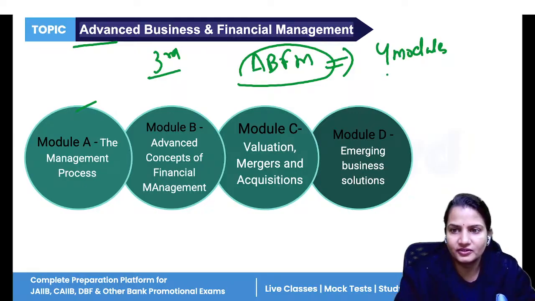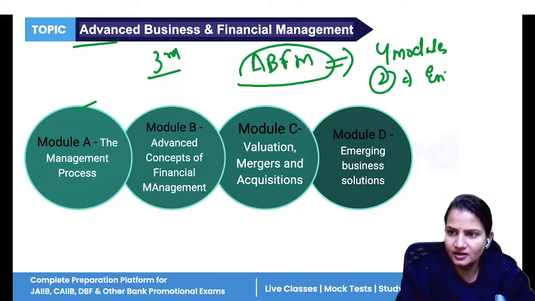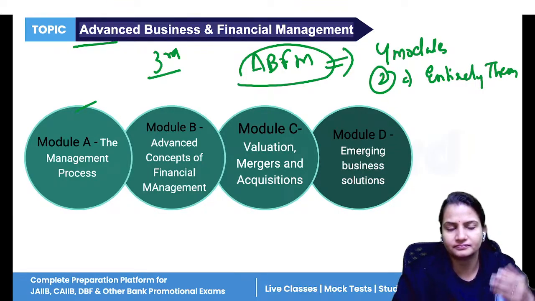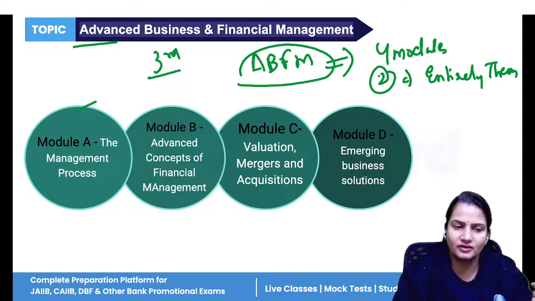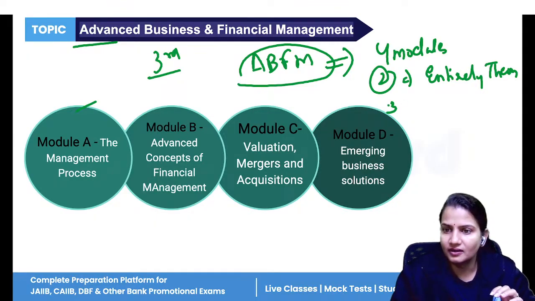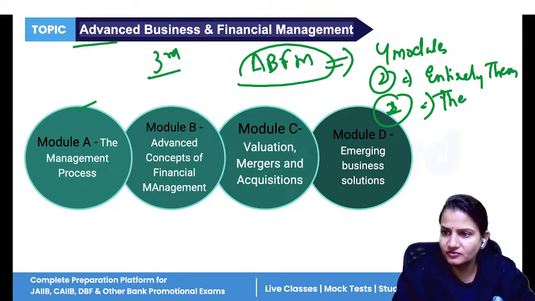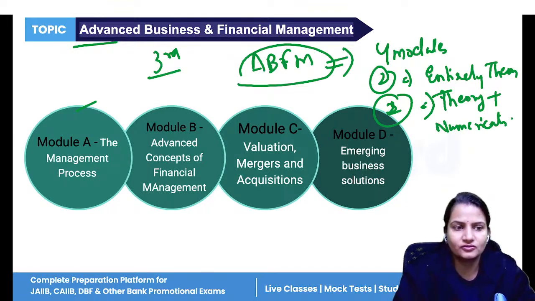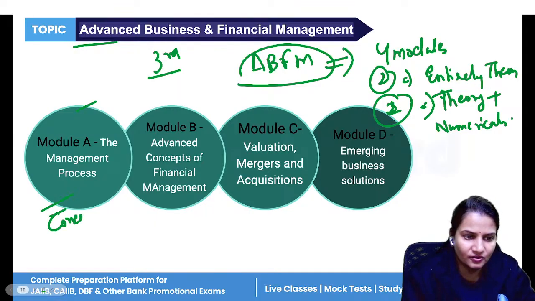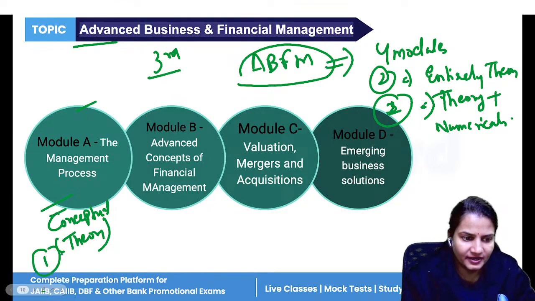Out of these 4 modules, 2 modules are entirely theoretical. If you look at numerical questions, there is only one topic in these theoretical units from where you can expect numerical questions. And 2 modules are not entirely theoretical; they are a mix of theory plus numericals. Which are those 2 units? Module A is conceptual, that is theoretical. One question you can expect as a numerical from the break-even point.